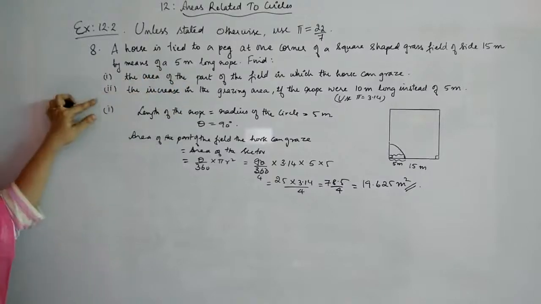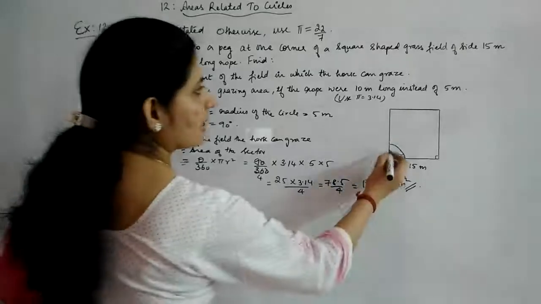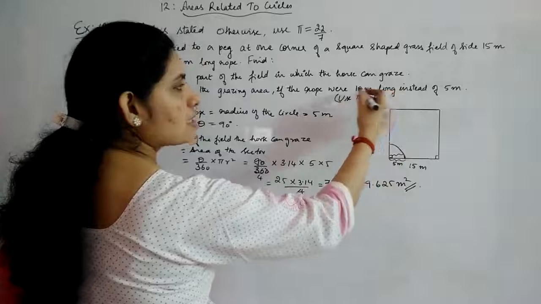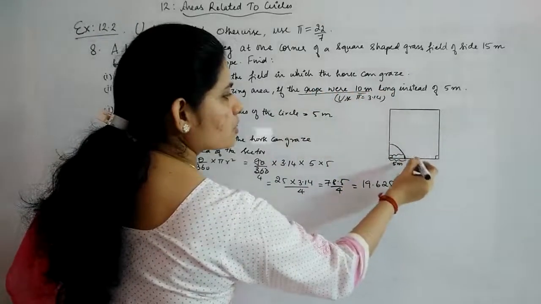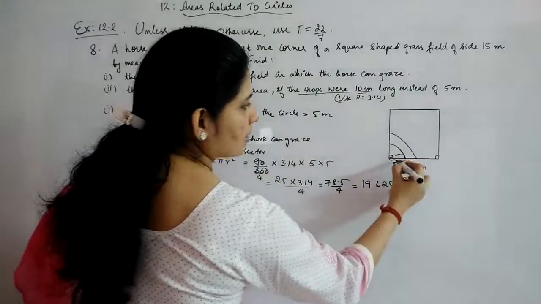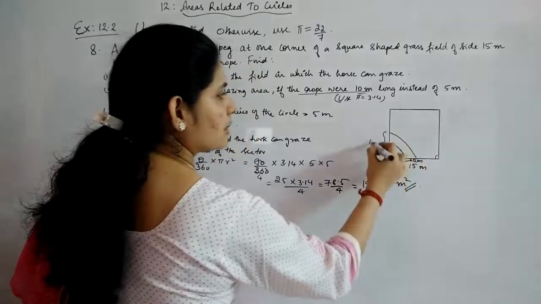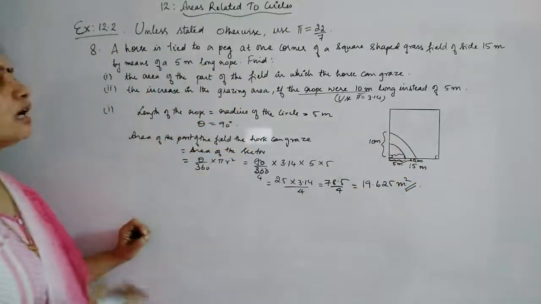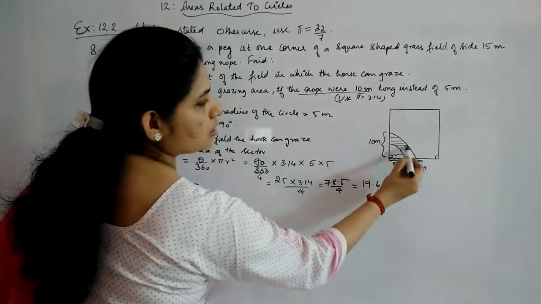Now for the second one, first we will find out what the second question is saying, that is, when the rope's length is increased. If the rope's length were 10 meter, from this portion to this portion you will have the area of the sector, and till this one you have 10 meter. At that time, what is the increase in the grazing area? That means you actually need this region.